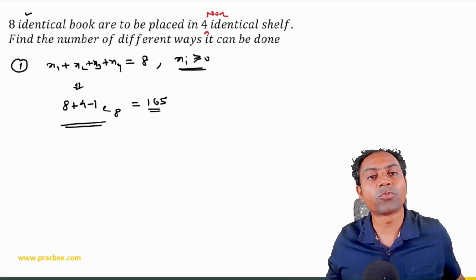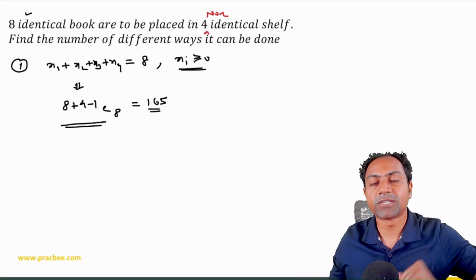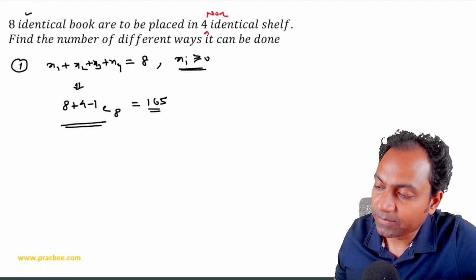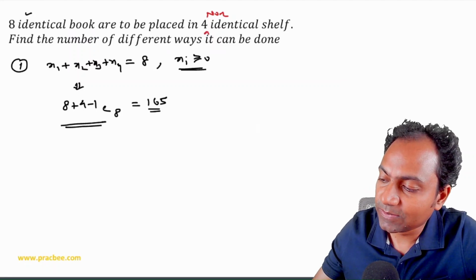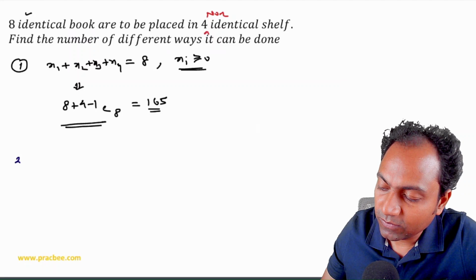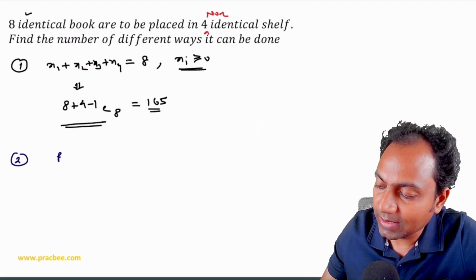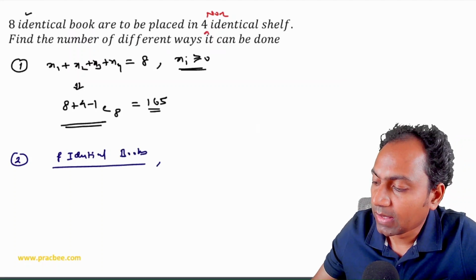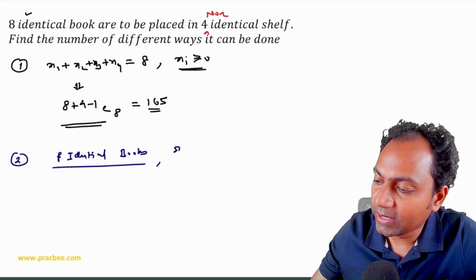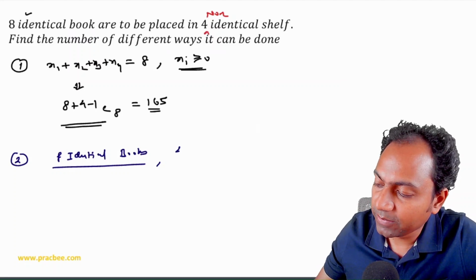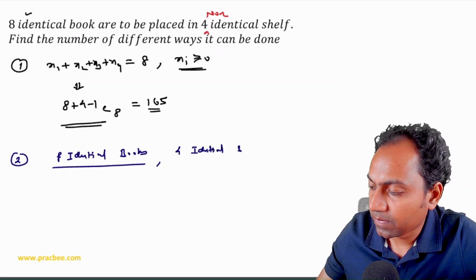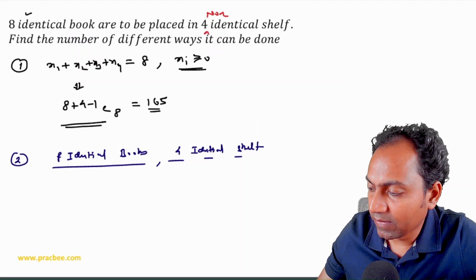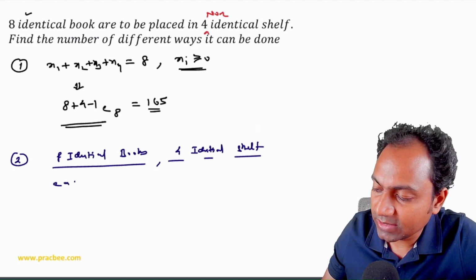But if I take the question to be 4 identical shelves, then it becomes a little bit different, because now Beggar's method will not get applied. So if the question was framed in this manner, that 8 identical books and 4 identical shelves, now Beggar's method becomes inapplicable. And we will have to make cases and check how it works out.